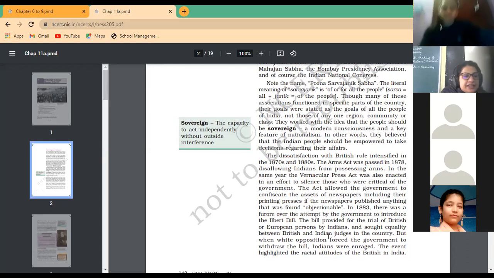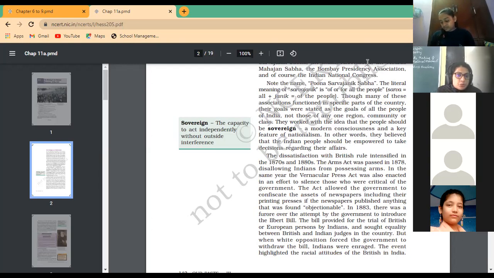Now after that, in 1883, the Ilbert Bill was passed. What was it? Earlier, the Indian judges were not allowed to try European people. So through this Ilbert Bill, the trial of British or European persons became possible. If there is a British or European person, an Indian magistrate or Indian judge can give a decision. But that bill was opposed by the Britishers, which showed their racial attitude towards the Indians.